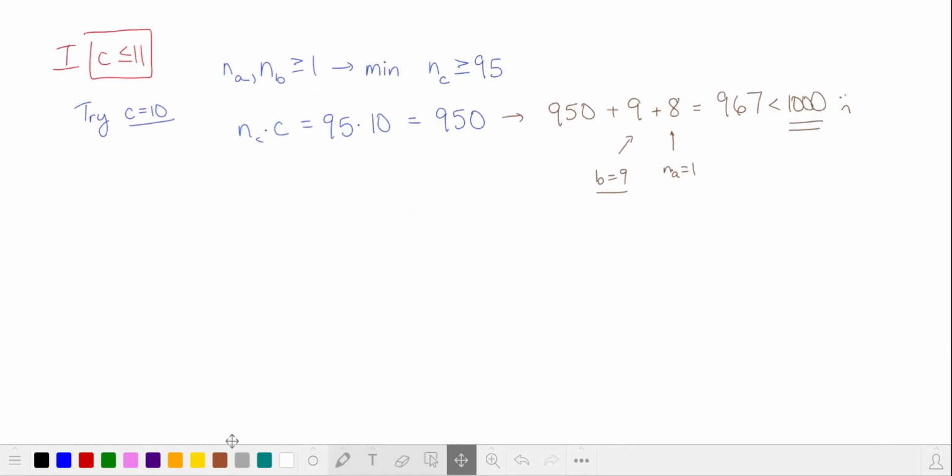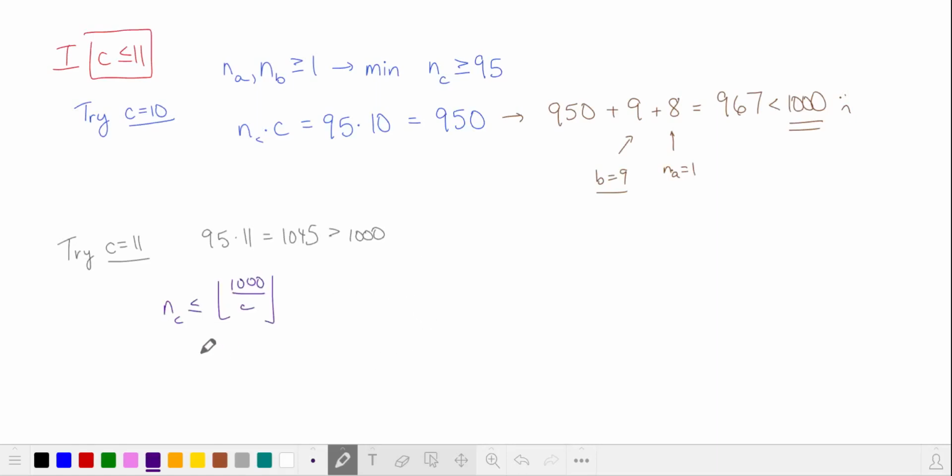We'll try C equals 11. First, with 95 11-cent stamps, we can get up as high as 1,000 cents. Let's test our inequalities for the number of stamps. Our first inequality is that the number of stamps of value C is the floor of 1,000 divided by C. This is 90.